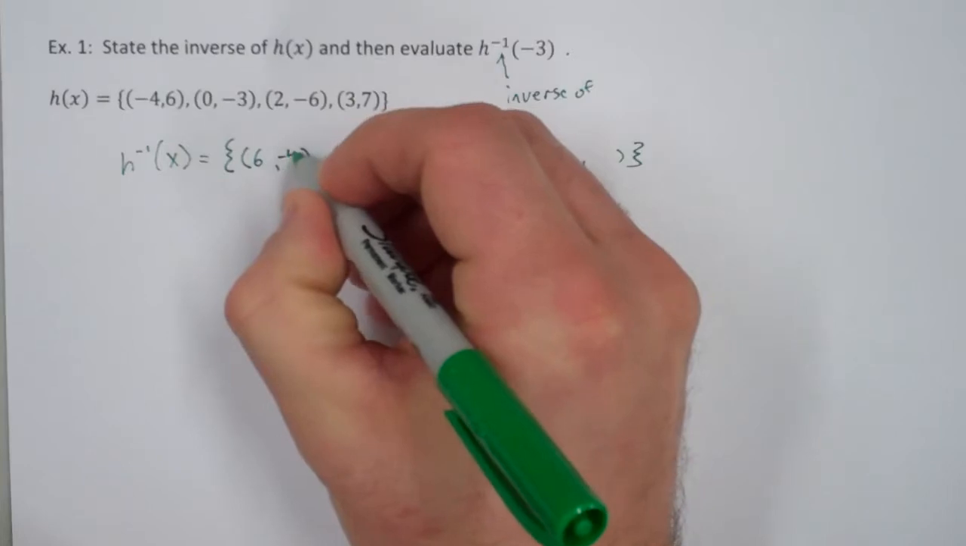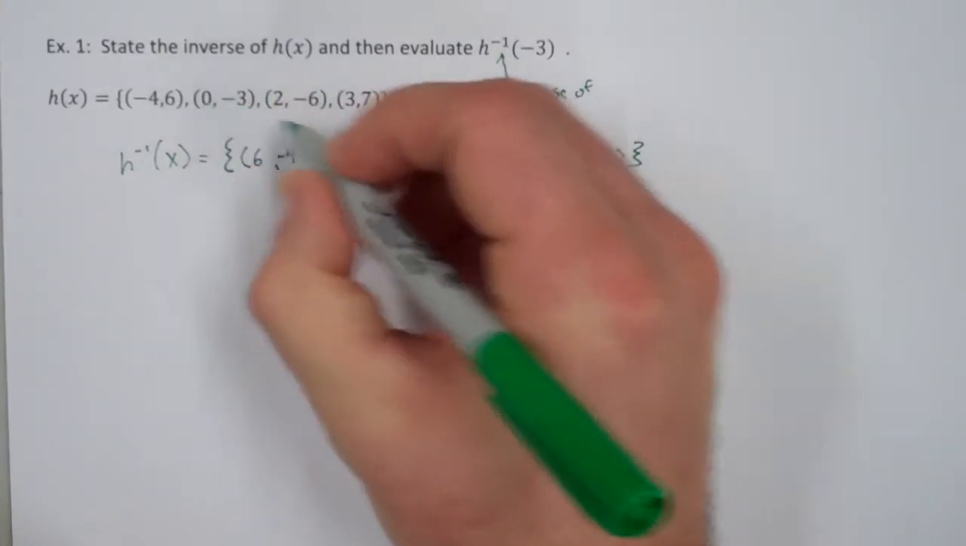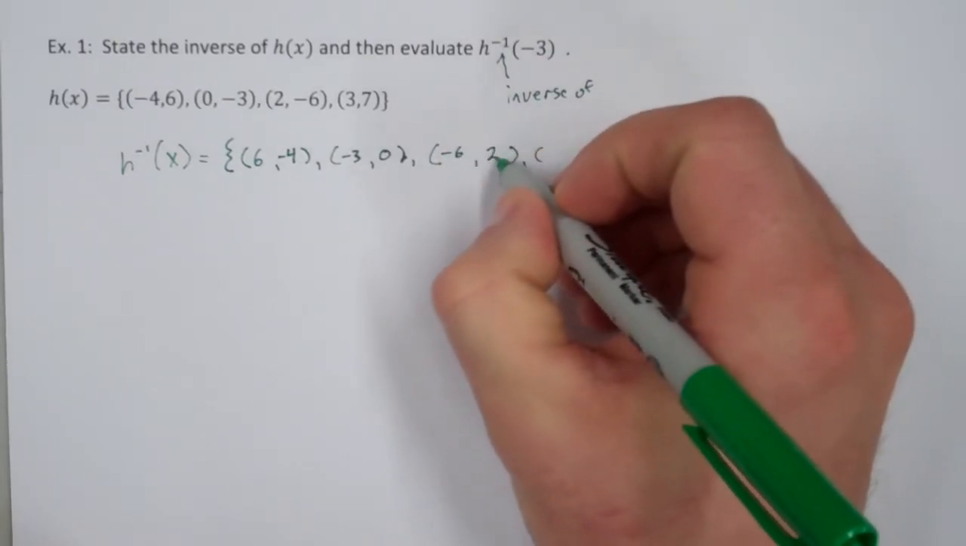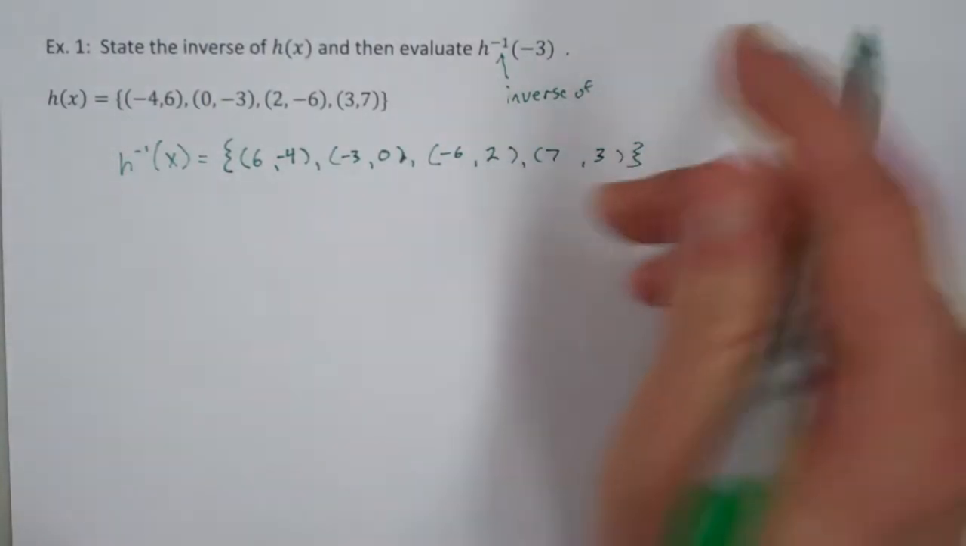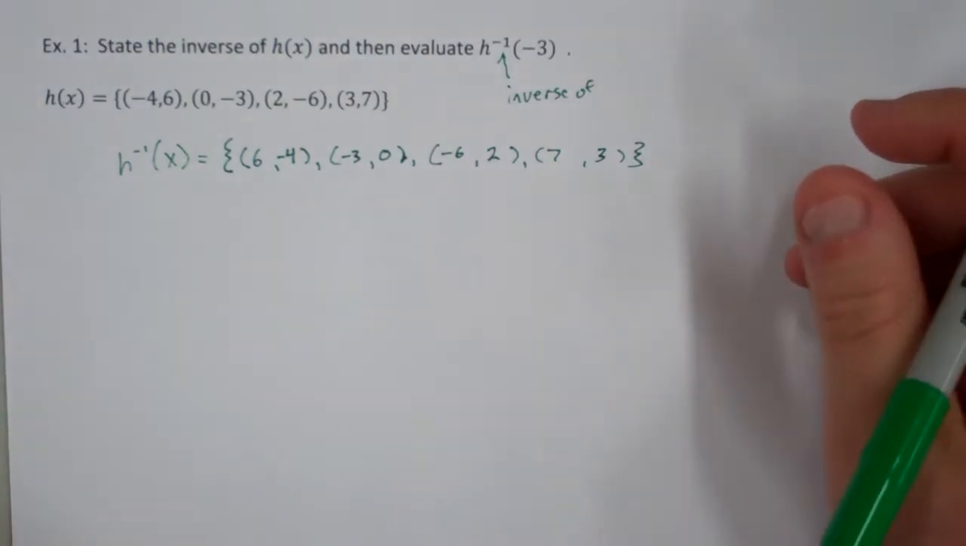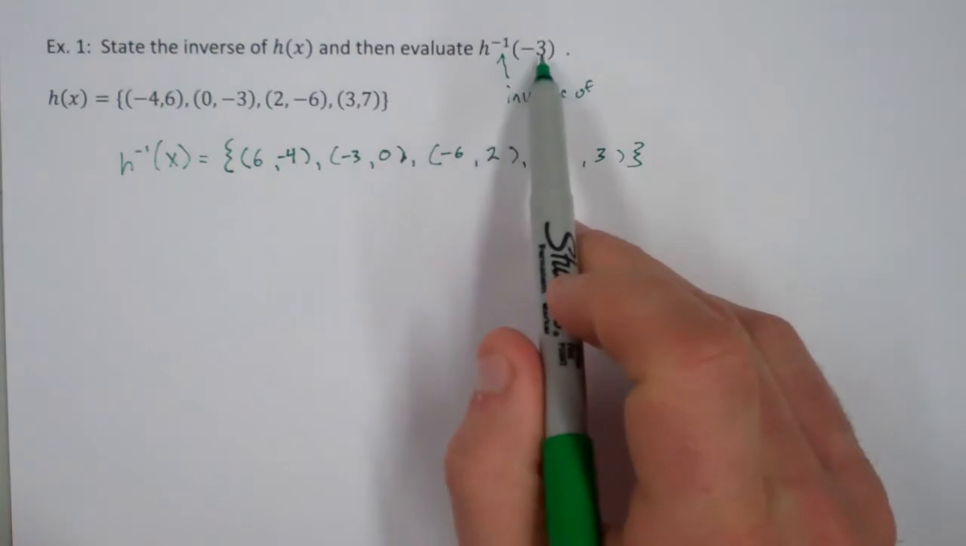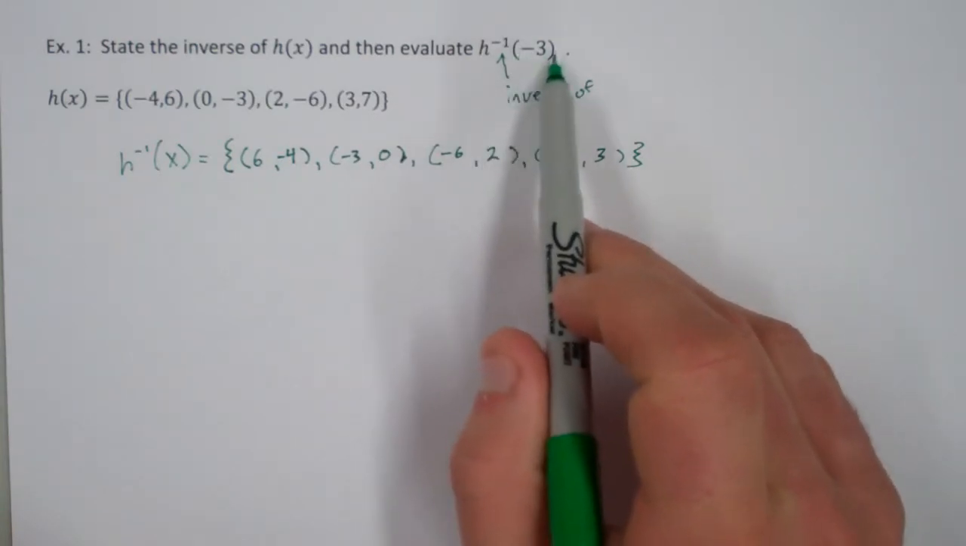So this is 6, -4, -3, 0, -6, 2, and then 7, 3. All of the x's and y's are just flipped or switched. We now want to evaluate the inverse for an input of -3.